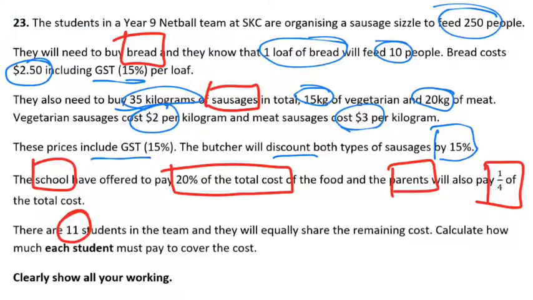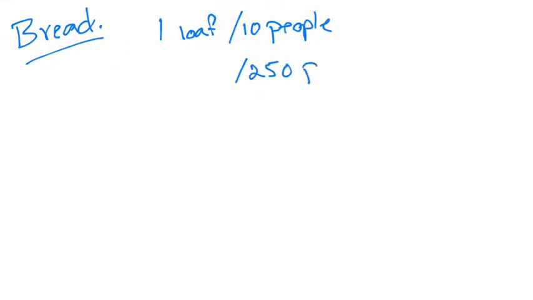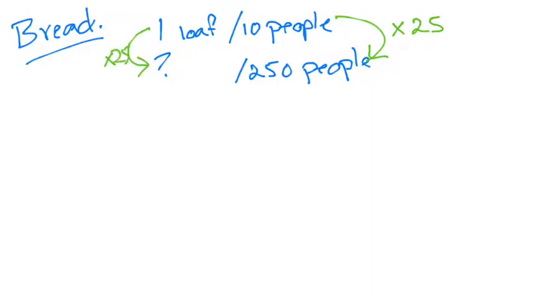Okay, so we know that one loaf of bread will feed 10 people. So one loaf per 10 people. So if we have 250 people, how many loaves of bread do we need? So think about, I'm going from 10 to 250, so that means I'm multiplying by 25. So that means in terms of the loaves, I've also got to multiply by 25. So we need 25 loaves of bread. Okay, step number 1.